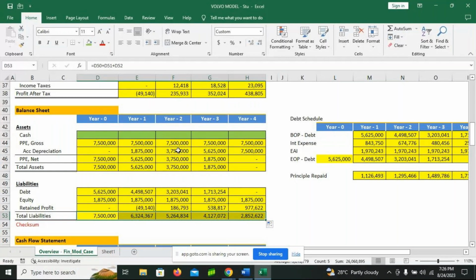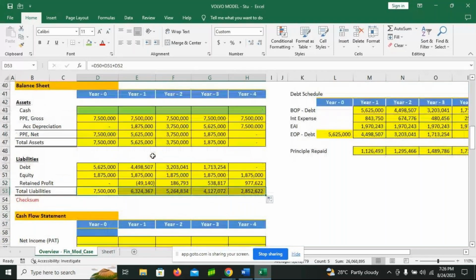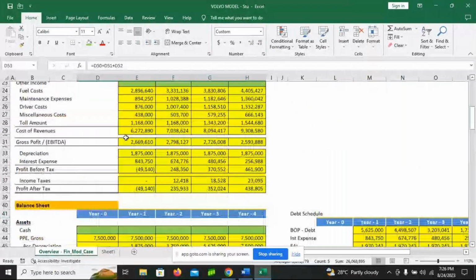Okay, so we have to calculate the balance sheet only after our cash flow is done. Once we add our cash and other income, the calculation will be proper.